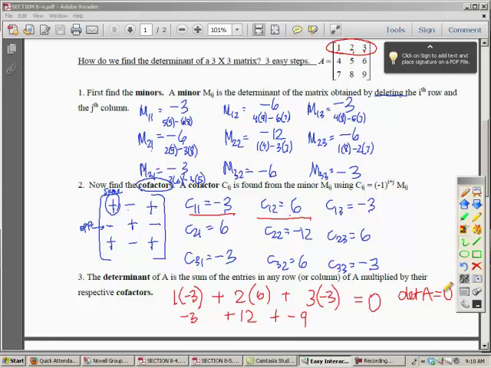And the biggest thing, again, I'm showing you, this is kind of the big version of it, and we're going to shorten this as we go through, but here's the idea. You need these cofactors in order to be able to find the determinant, and you need the minors in order to know what the cofactors are. So it's kind of a 3-step process as you go through.